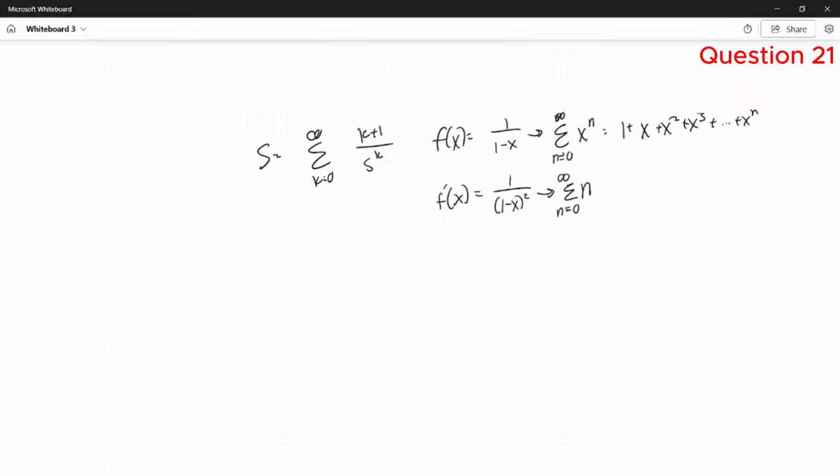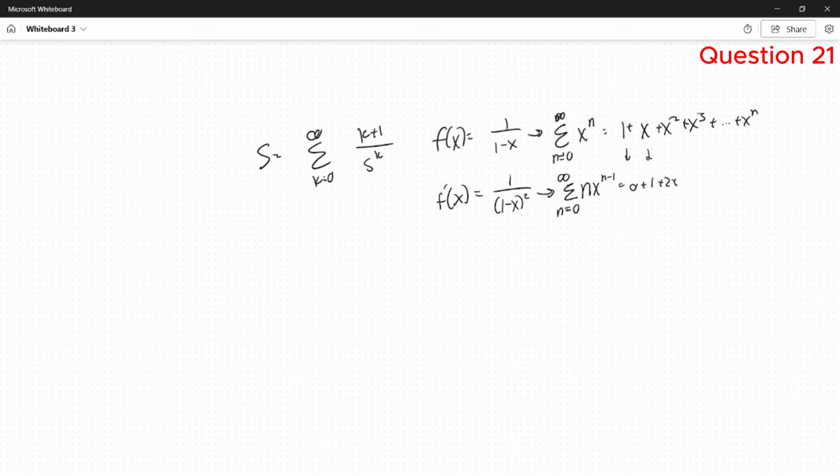Starting from the power rule, that would be n times x to the n minus 1, and the derivative of the constant term would be 0. The derivative of this would be 1 plus 2x plus 3x squared plus dot dot dot plus nx to the n minus 1. Now let's look at what this series looks like.